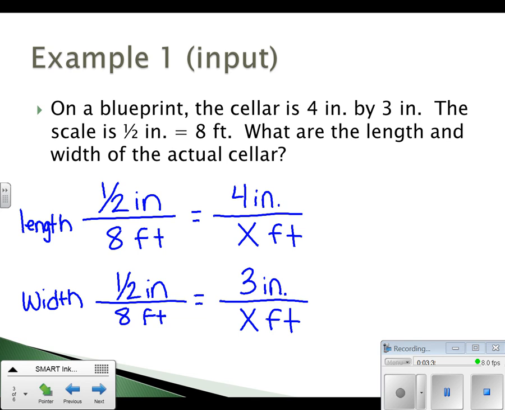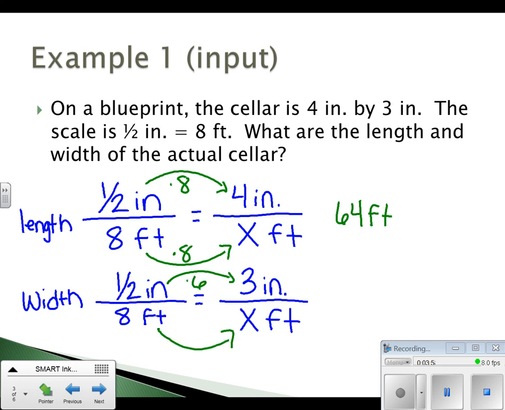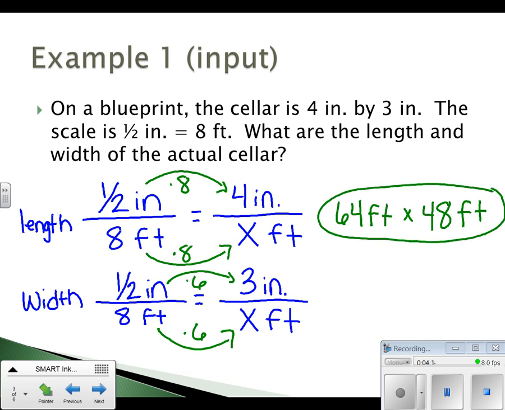I know that 1/2 of 8 is 4, so whatever I do on the top, I do on the bottom. 8 times 8, I get 64 feet. And then I know 1/2 of 6 is 3, and so I do the same on the bottom. 8 times 6 gives us 48. So we have a 64-foot room by 48 feet. That would be the actual cellar.